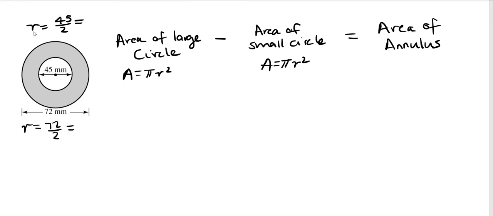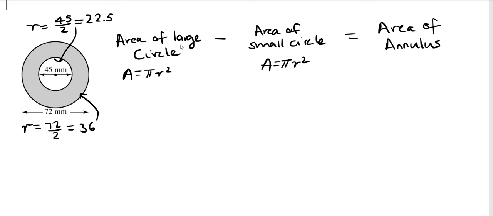So if I halve these, the radius is equal to 45 divided by 2, which is 22.5 for my small circle. And for my large circle, 72 divided by 2 leaves me with 36. Okay, so I have found R for my small circle and my larger circle.